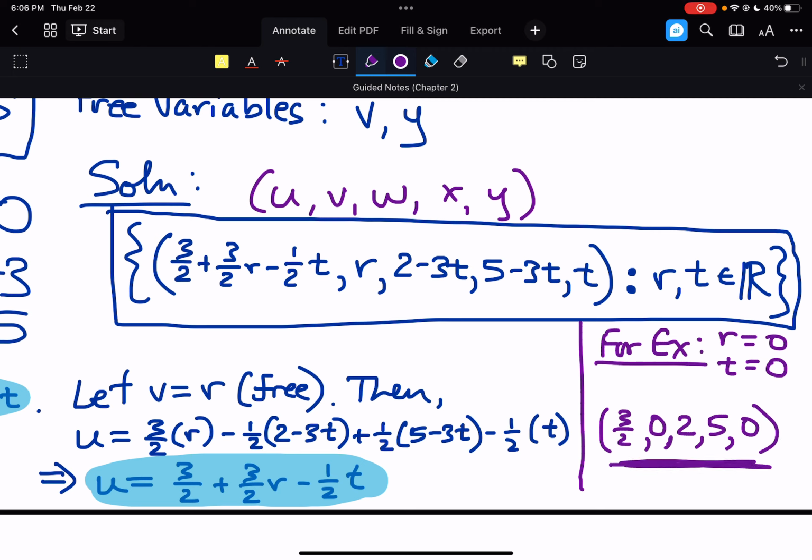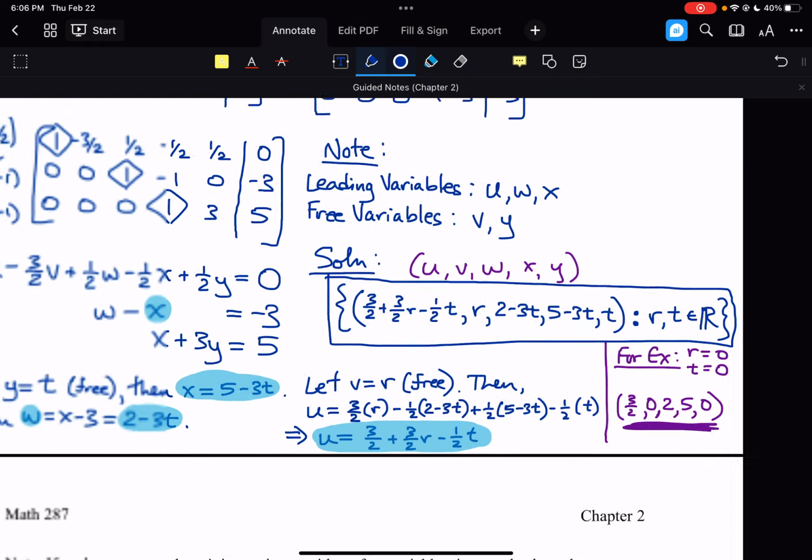Like, this would be one point that solves that system of equations that was given to us. Okay, so this is one of the infinitely many solutions. And then we pick a different value for the free variables, for r or for t, we would get another point, and then another point, and another point. And then, of course, keep doing that forever to get various solutions to this system.